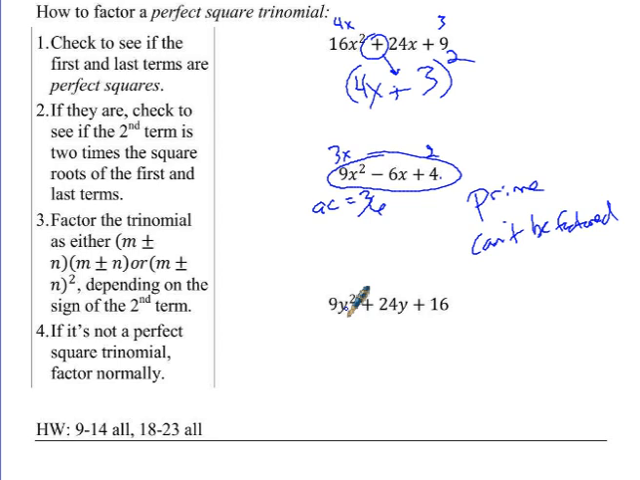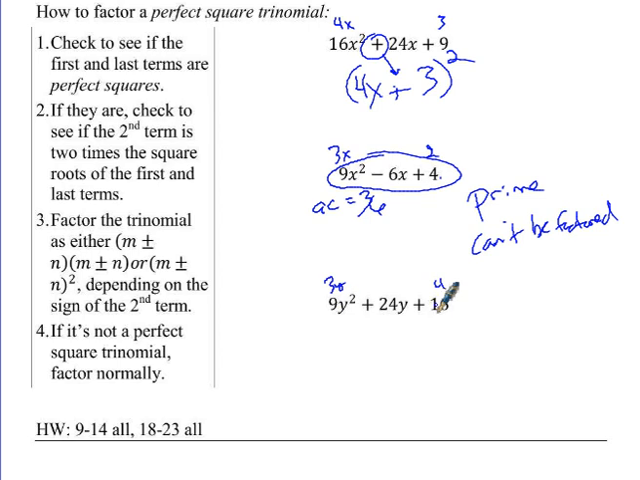Okay? So is 9y squared a perfect square? Yeah, and the square root of it is 3y. Is 16 a perfect square? Yes, and the square root of it is 4. So basically, when you're doing these problems, look to see if you have perfect squares sitting here and here. 9 and 16 are perfect squares. That's usually a clue that it's going to be a perfect square trinomial.